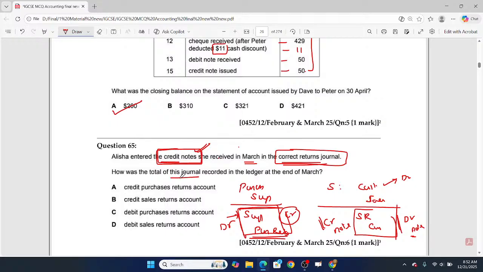How was the total of this journal recorded in the ledger at the end of the month? End of March. Okay. So credit purchase returns account is correct one. So A is the correct one. Not sales return, not debit purchase return, because purchase return should be credited. Debit sales return also be incorrect. So A is the correct one.